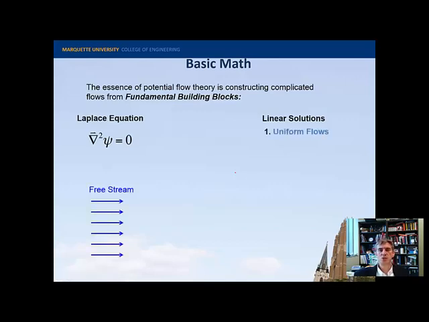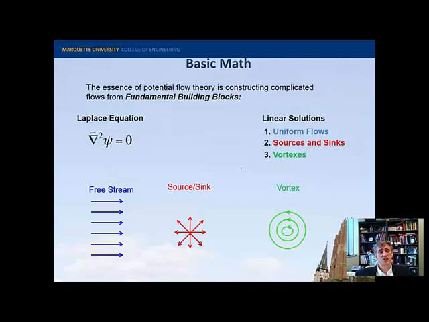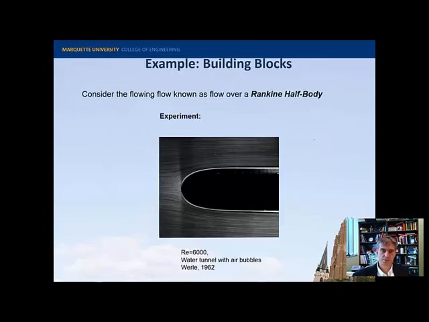So we could find a solution such as the linear uniform flow, parallel flow. Another solution would be a source and a sink. And another solution would be a vortex. And these are what I term the basic flows. And so using these basic flows, what we're going to do is combine them together to make more complicated flows. So here's an example of doing that.